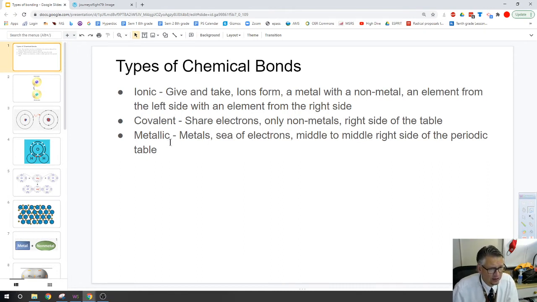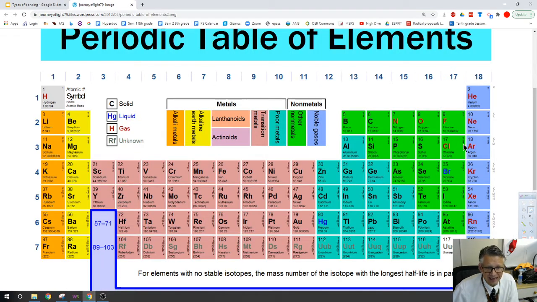Covalent is sharing. Electrons are going to be shared. Ions are not formed because it's a sharing, and it's only non-metals, or the right-hand side. So when we take a look at covalent, these elements over here, like oxygen, O2, combining with itself, that is going to be covalent. Chlorine, fluorine, nitrogen, when they combine by themselves, or like carbon dioxide or carbon monoxide, that's two non-metals that will be covalent.